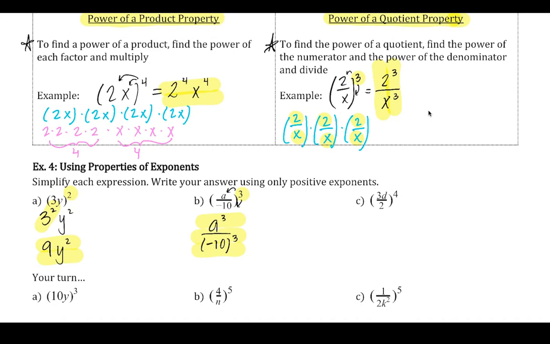And then for C, so 3d over 2 raised to the 4th power, we have a couple of different properties that we have to use for this problem. The first one we can use is the quotient one we just learned, where that 4 will go and get applied to the numerator and the denominator. So the numerator becomes 3d in parentheses to the 4th, because it's all of that 3d that is being raised to the 4th power, and then over the denominator, which is 2 to the 4th power.